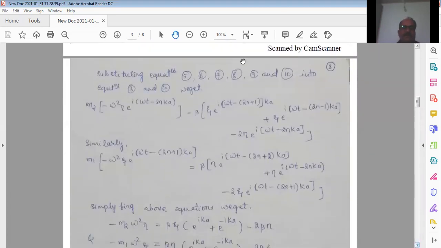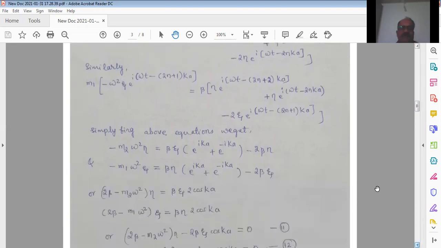Now substitute equations 5, 6, 7, 8, 9 and 10 into equations 3 and 4, and we get it like this. M2 d square x2n divided by dt square was there; in place of that, its value is substituted. Similarly, all the values in equations 3 and 4 are substituted using equations 5, 6, 7, 8, 9 and 10. In equation 4 also we substitute all the values, and they come like this.